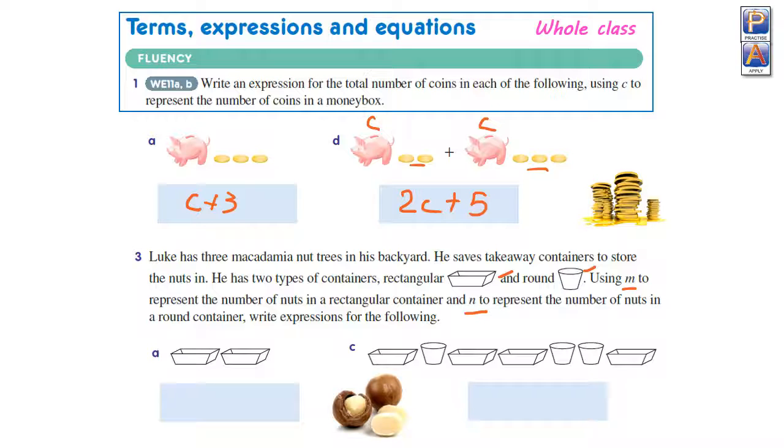So let's have a look. So in part A, we've got rectangular ones, so that's going to be my variable M. How many of them do I have? M plus M. I have 2 M's, my answer.